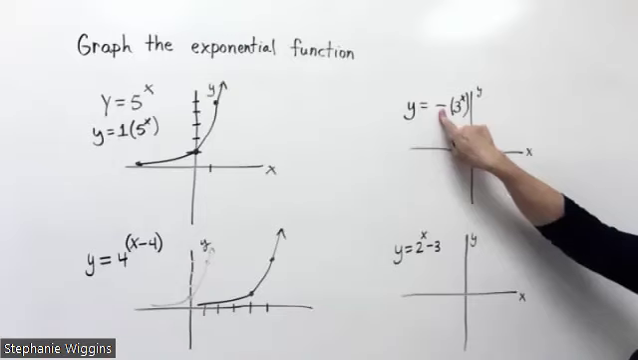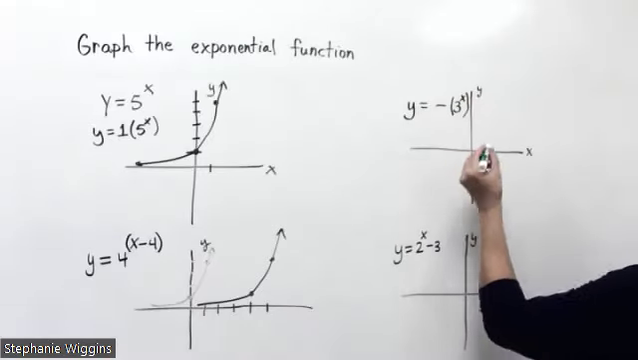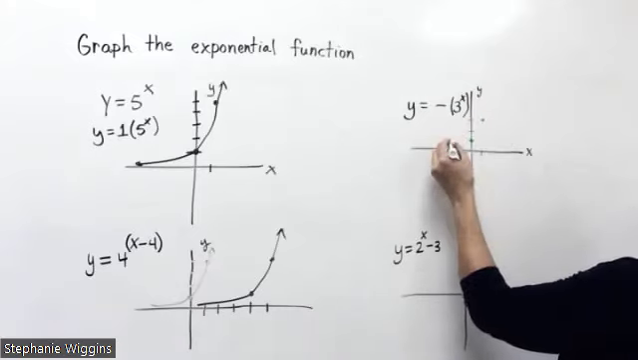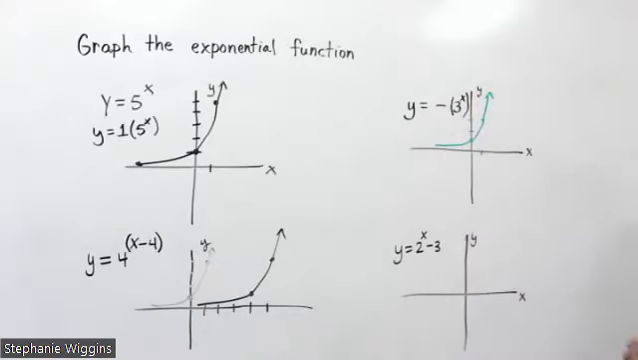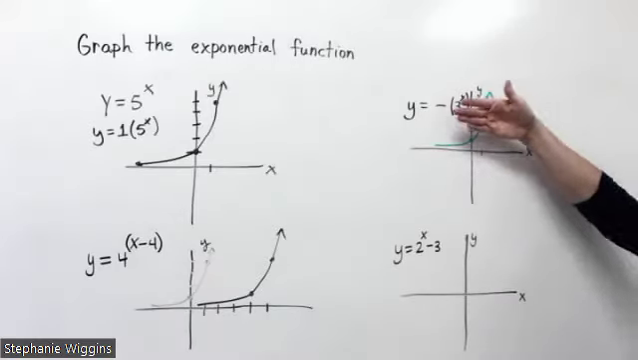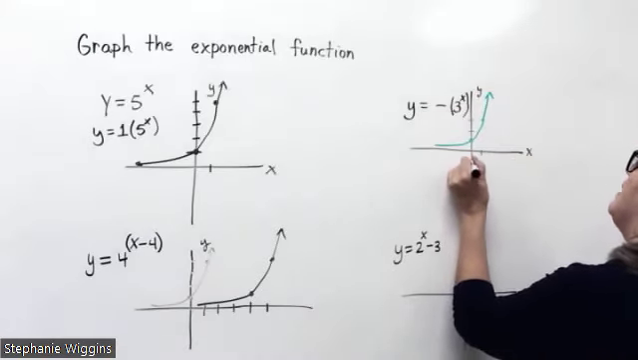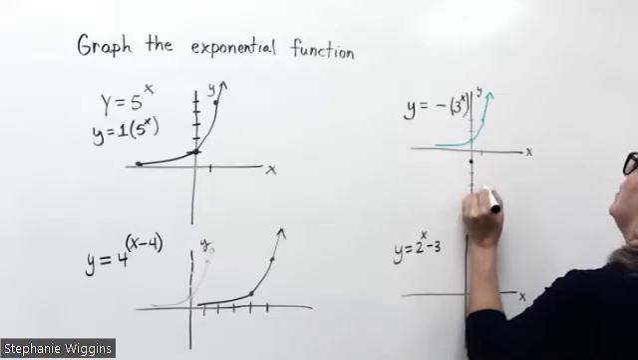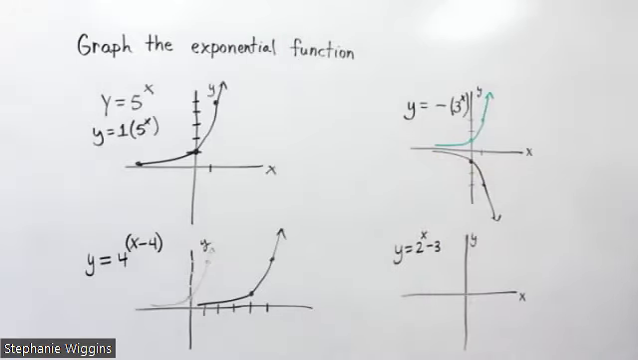Here we have a negative out front, and so it's going to be reflected across the axis. So if I look at the basic function y equals 3 to the x, it passes through (0, 1), and then also (1, 3). And so we have that classic exponential growth function. But now, because of the negative out front, we're going to reflect it across the x-axis. And so this point is going to be down here, and this point is going to be down here. And so you can see it's been reflected across the x-axis.